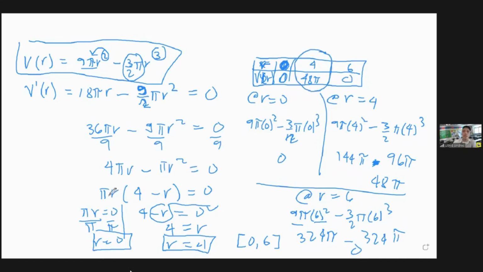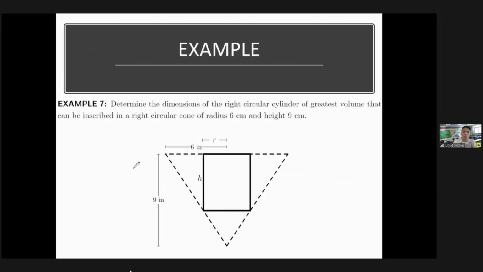So let's go back to our question. What is the question? Is it the radius or the volume? Based on the question here, determine the dimensions. So when you say dimensions, radius and height. So we have the radius, which is 4.